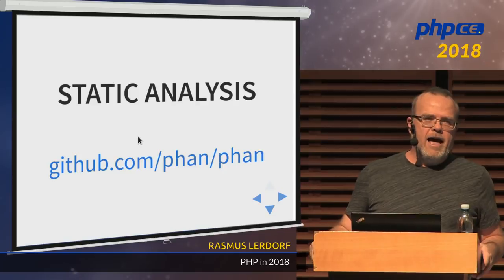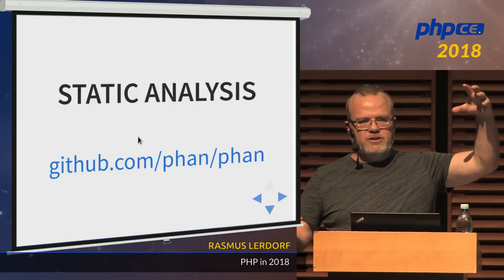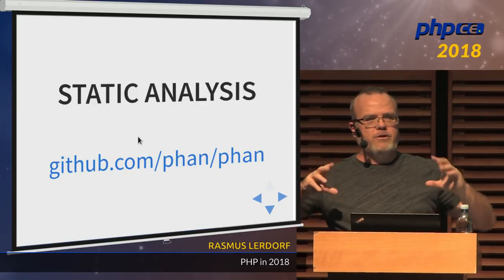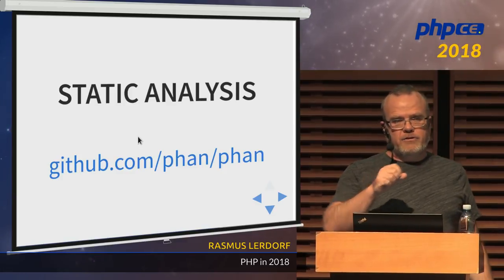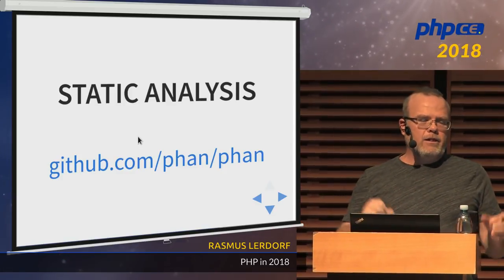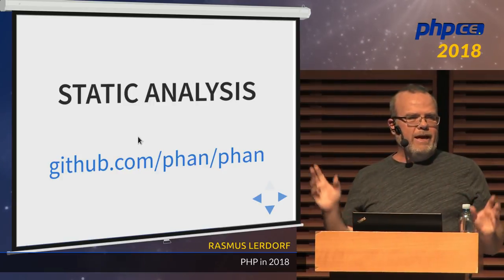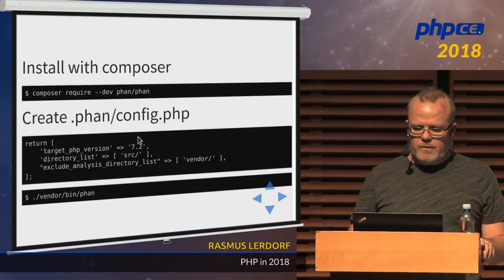An AST is an abstract syntax tree. It's basically this big tree of nodes that represent the code. And then a static analyzer can walk that tree and look at all those nodes and make sure that everything makes sense along the way.